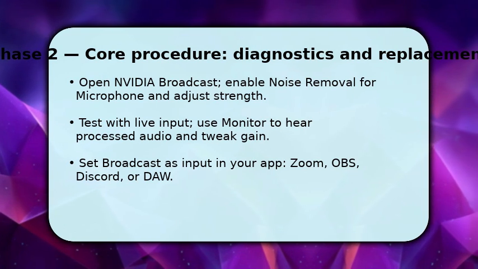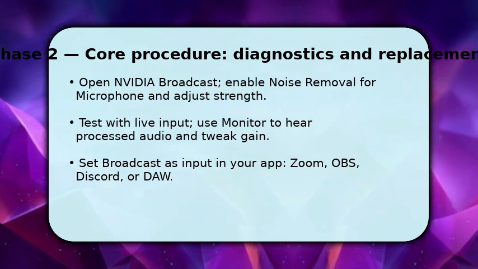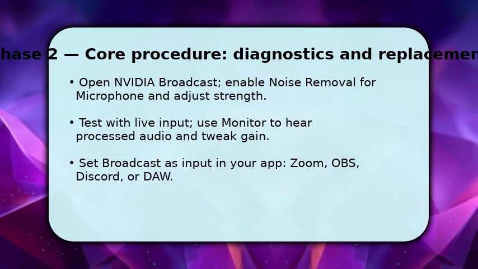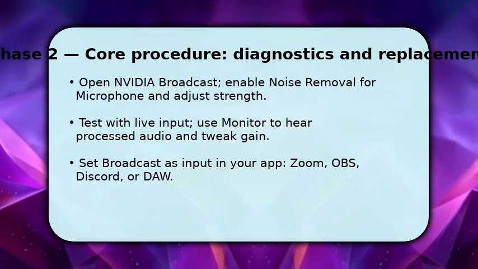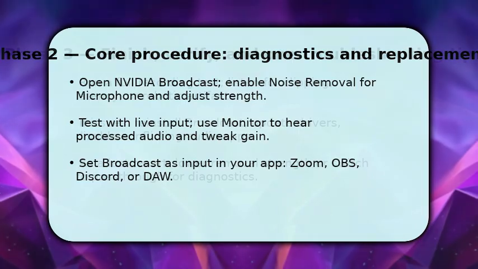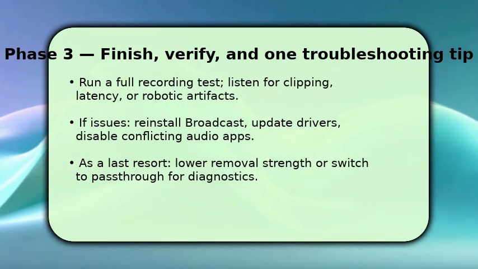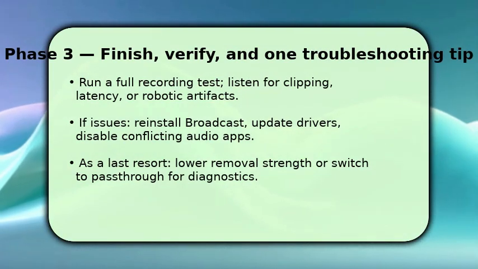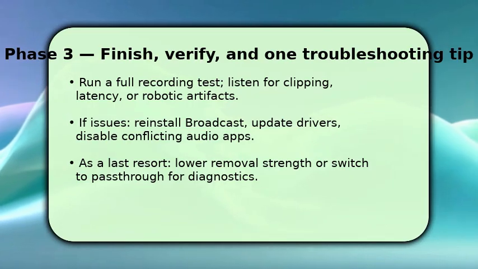Next, switch your conferencing or recording software's microphone to the Nvidia Broadcast virtual device. This routes all app audio through the RTX models, giving consistent suppression across programs once set, so make sure each app points to Broadcast. Finish by recording a test segment, speak, trigger common background noises, and evaluate clarity and latency.